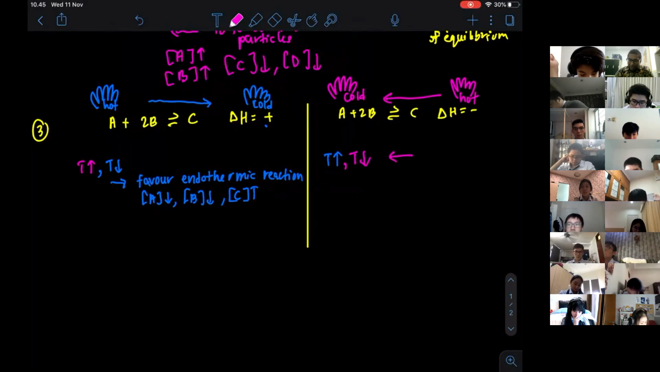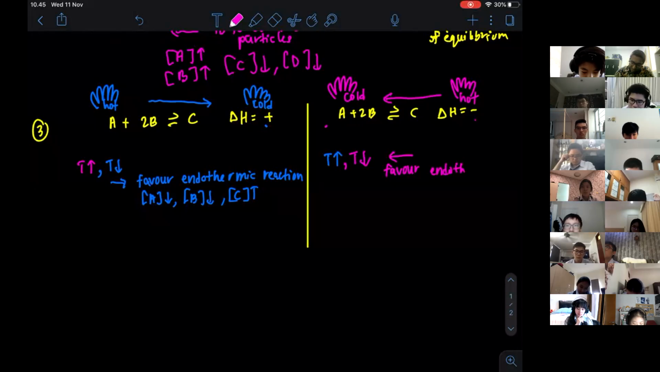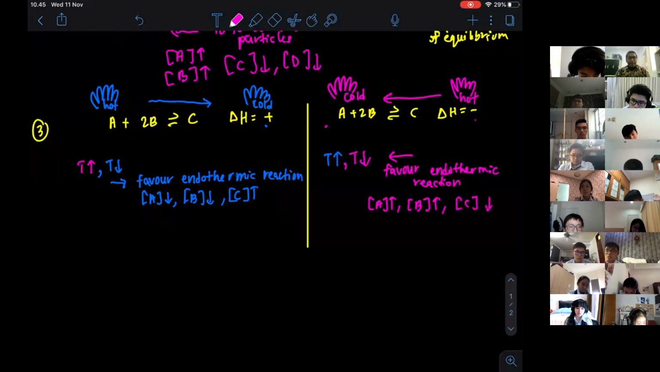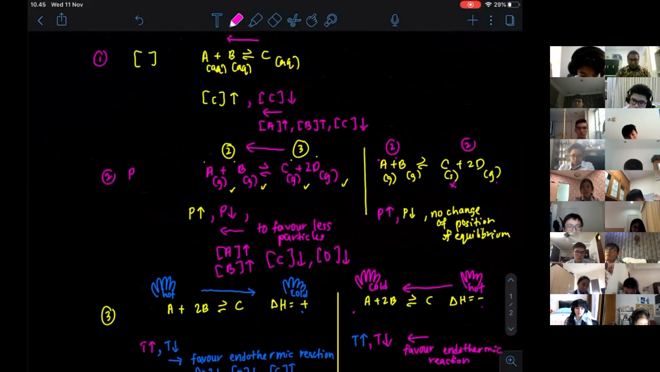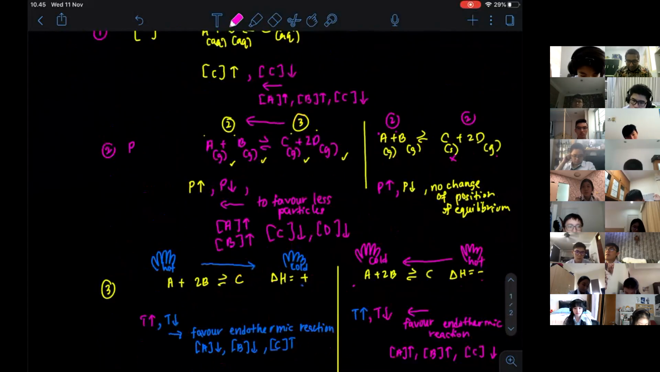I will write it down as: the position of the equilibrium will be favoring the endothermic reaction, because this is negative and this is positive, which means this is endothermic. The position of the equilibrium will be shifted to the left to favor the endothermic reaction. In that process, my concentration of A will increase, my concentration of B will increase, and my concentration of C will decrease. So this one is done. Talking about catalyst, I already told you there is no change in position of equilibrium. So let's move on to the Kc and Kp part.